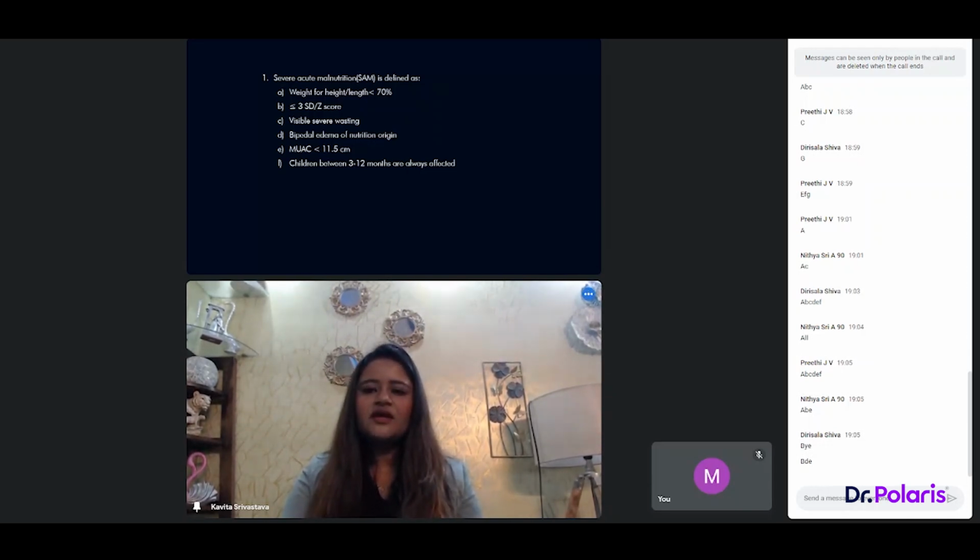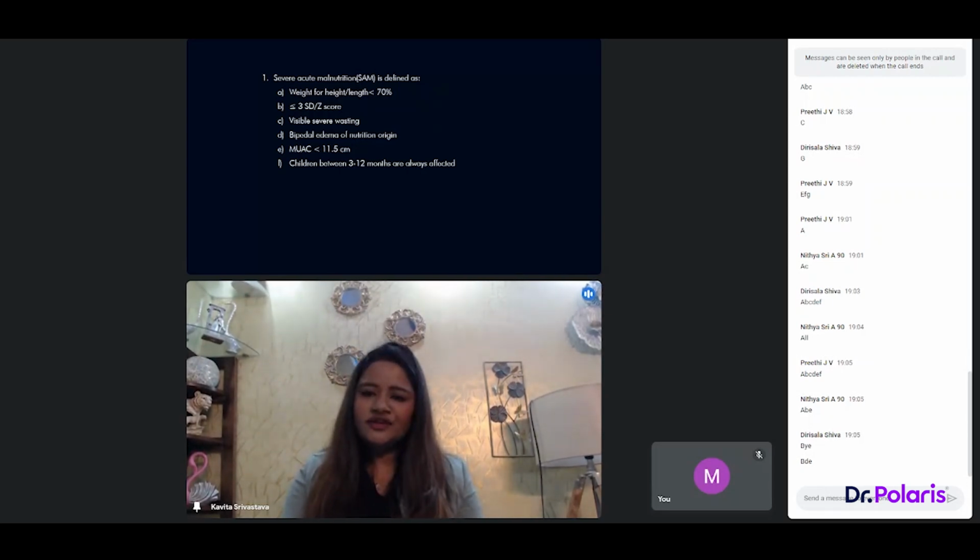If there is visible severe wasting on the child's body, you see loose folds of skin hanging from here and there, baggy pant kind of appearance, monkey facies, loss of the buccal pad of fat. So severe wasting seen on the body of the child is again very, very important criteria. Bilateral pedal edema is again a classical feature of SAM which actually depicts the loss of protein in the body, which happens in a type of SAM known as kwashiorkor. So again, it is very important to look for pedal edema in the child.